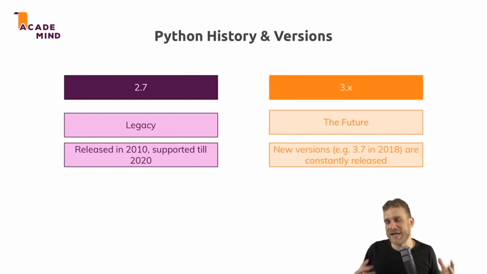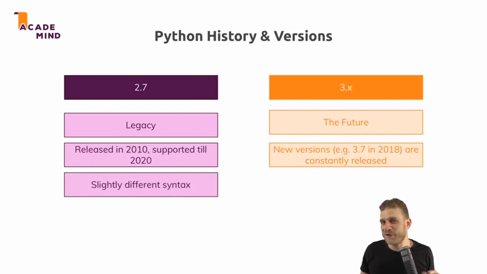But as I said, 3.x is the one which is currently still active under development. 2.7 is the last 2.x version. There will be no 2.8. 3.x is still under development, still gets new features and improvements. It is the future of Python. This is why you should learn it.